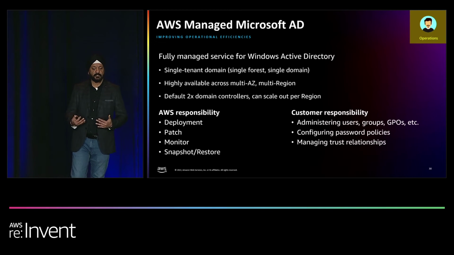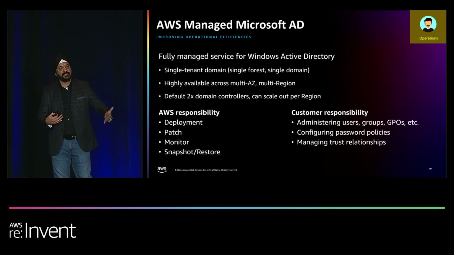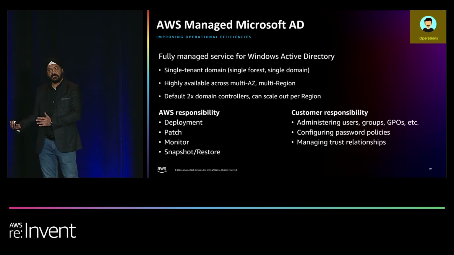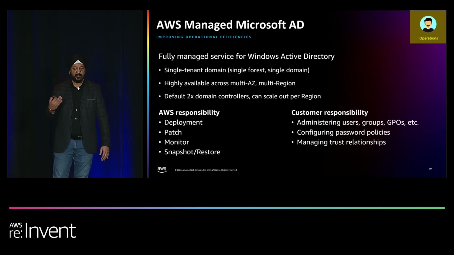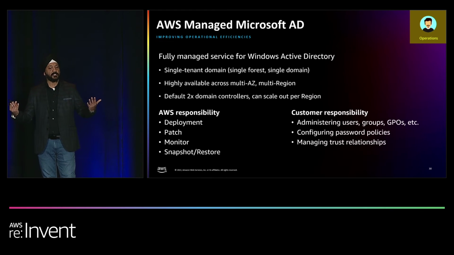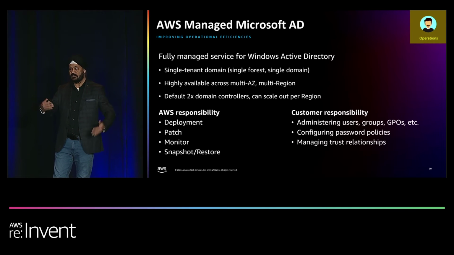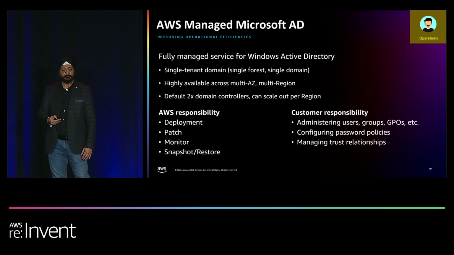Again, on a shared responsibility model, AWS provides these managed services of deployment, of providing you with, at scale, those domain controllers that are available, and patching them, monitoring them. Whereas on the customer side, you are responsible for administering the users, the groups, the GPOs, group policy objects, right, managing the authorization, configuring password policies, or managing trust relationships between AWS Managed AD or on-prem AD.